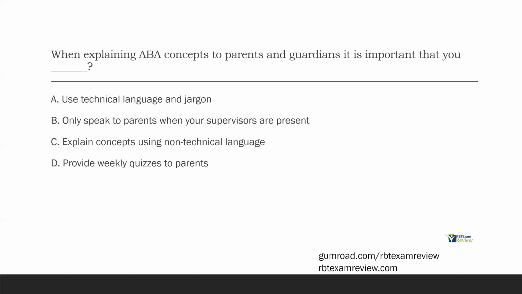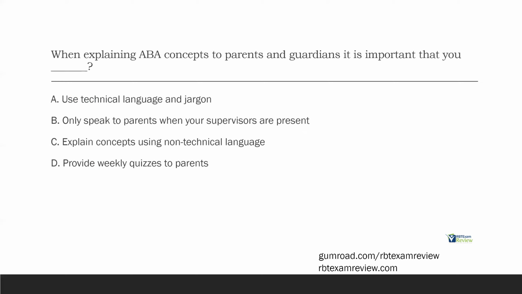When explaining ABA concepts to parents and guardians, it is important that you blank. All right. So some questions you'll be able to figure them out without reading the answer choices. This one, a little vague, so we're going to have to go right to the answer choices and try to answer it using that, right? So you're explaining ABA concepts to parents and guardians. What do you need to do?